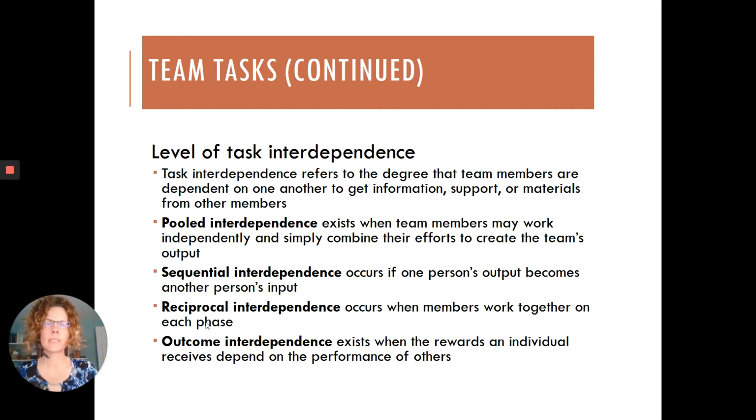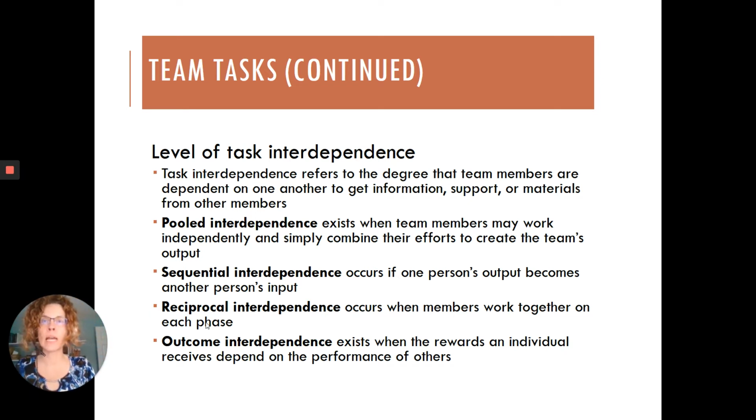Sequential interdependence occurs if one person's output becomes another person's input. Think of, for example, assembly line processes. These are sequentially interdependent. I do my thing, then I hand it off to you. You take that thing that I've given to you, and you do some things to it, and then you pass it on to the next person, who does some things to it and passes it on to the next person. Again, my output becomes your input. Your output becomes another person's input, and so on and so forth.